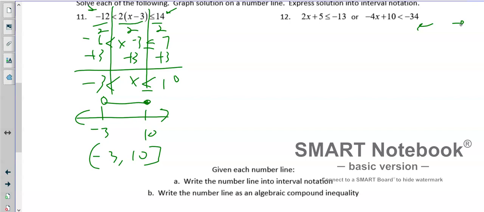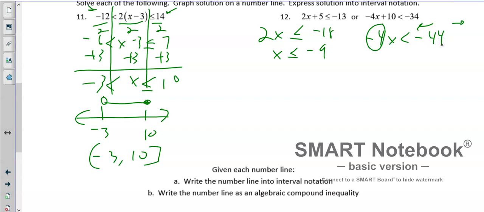On the left one, I'm going to add 5. So that's going to give me 2x is less than or equal to negative 13 minus 5. Minus 5 is going to be negative 18. And when I divide by 2, it's a positive number, no flipping. X is less than or equal to negative 9. Over here, I'm going to subtract 10. Negative 4x, pay attention there, less than negative 34 minus 10 is going to be negative 44. But when I divide by a negative, I've got to remember to flip this symbol, and I'm going to get a positive 11.